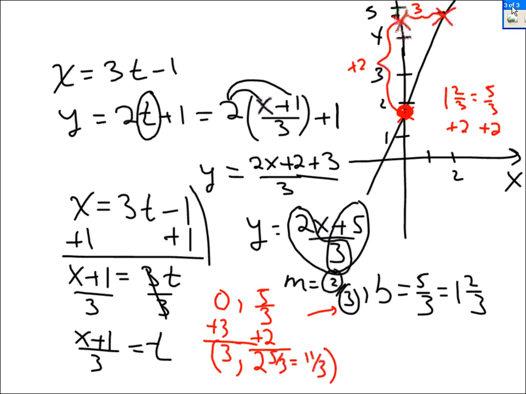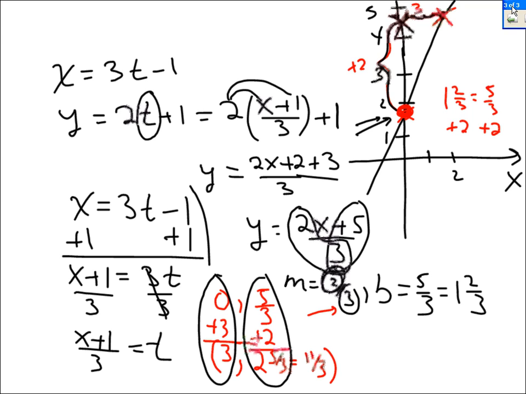It makes sense. I'm at this point, 5/3, and then I go up 2, because the change in y was 2. So that's what I did. I added 2 to 5/3. And then the x value right here is 0, and I added 3, my change in x. That's what I did here. And I got another point. 2 points, connect the dots, get a line.